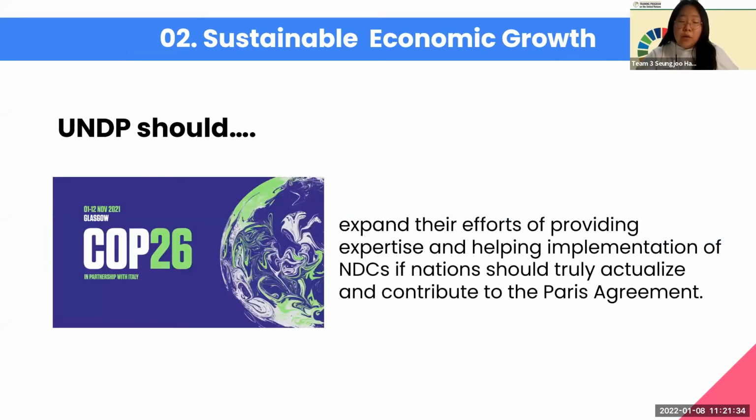COP26 in Glasgow pointed out that NDCs are so far away from the promises made at the Paris Agreement for a number of reasons, including insufficient finance, insufficient infrastructure, and weak political commitment. Although UNDP's program has already helped many regions, it should expand its efforts of providing expertise and helping implementation of NDCs if nations should truly actualize and contribute to the Paris Agreement.